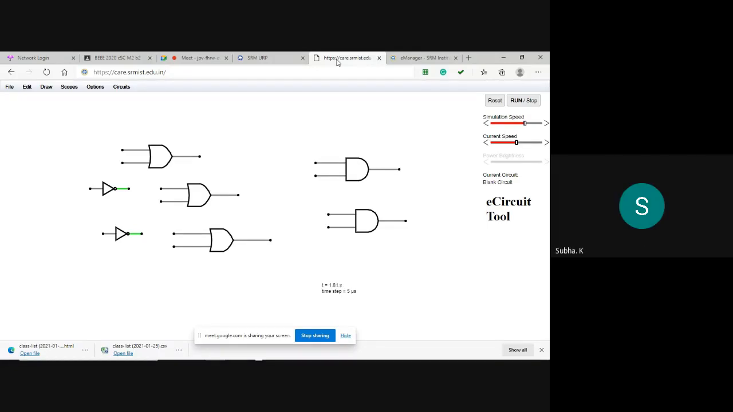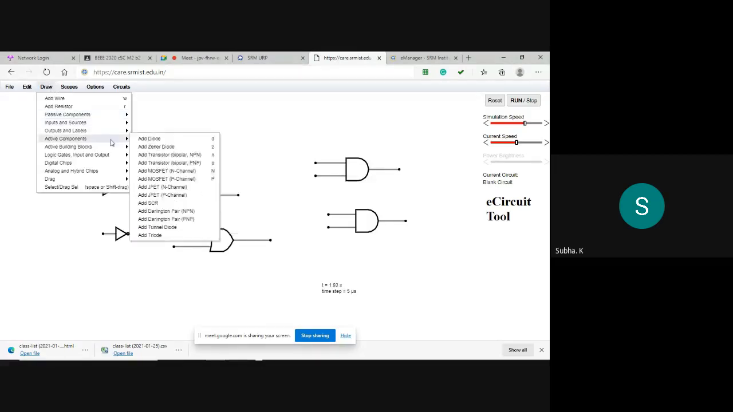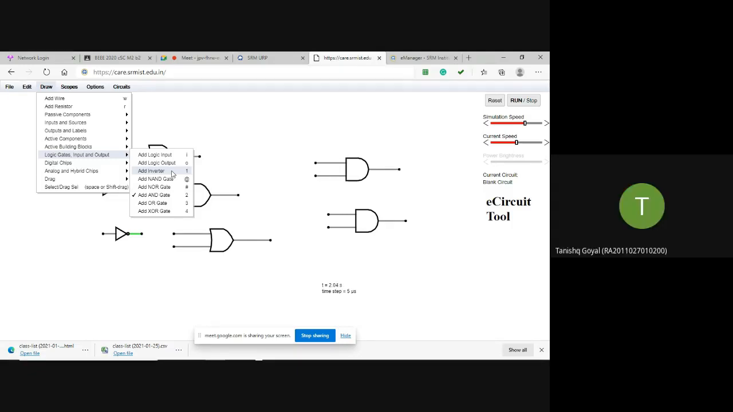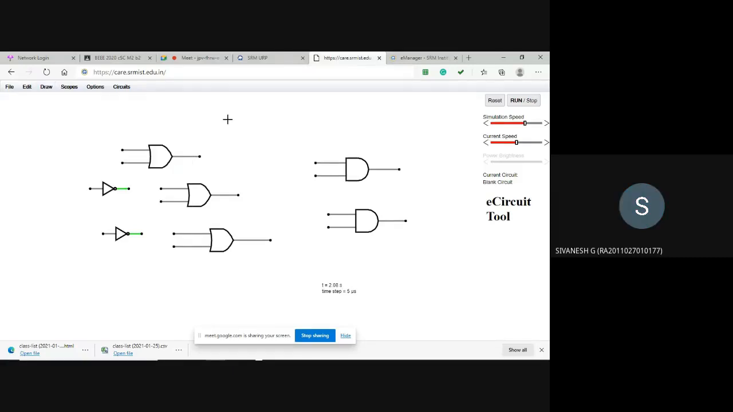Are you people done or not? Ma'am, from where did you take the starting gate? Starting gate means I'll show you: draw, logic gates, input and output. Then whichever gates you want, you can pick and place. Inverter is not a gate. Understood? Okay, finish fast. Are you done or not? Okay, shall we proceed then?